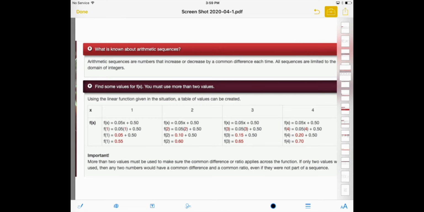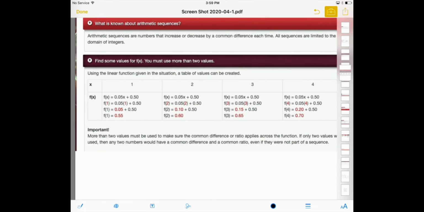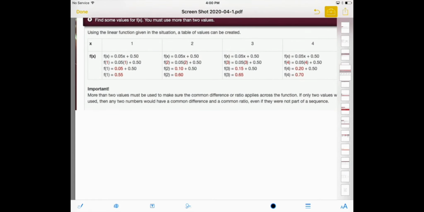Then it says find some values for f of x. You must use more than 2 values. In order to establish some sort of pattern, we have to plug in numbers to see if they work. So we just go with 1 through 4. Those are pretty typical. If we plug in 1, we get 0.55, 2 gives 0.60, 3 gives 0.65, and 4 gives 0.70. It is important to use more than 2 to make sure you can establish some sort of pattern.